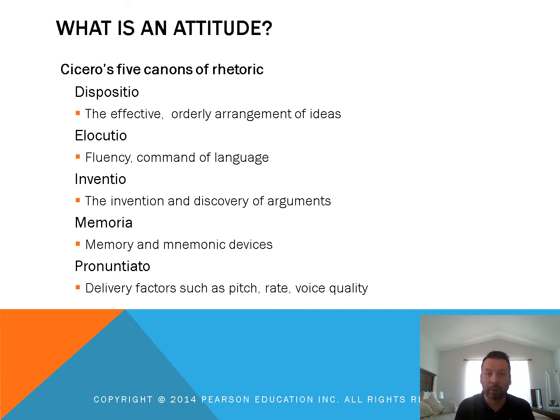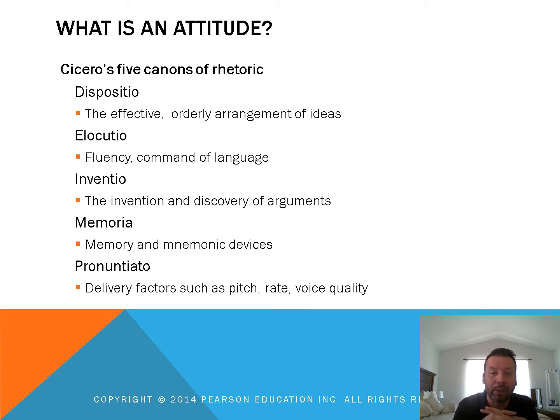All right, so Cicero, in early Greece, they defined rhetoric, right? The first one was dispositio, which was the effective or orderly arrangement of ideas. How do you arrange the ideas so that it makes sense? Elocutio, which is fluency, command of the language. How well are you able to fluently communicate with your audience? Then you have the invention and discovery of arguments, which was inventio.